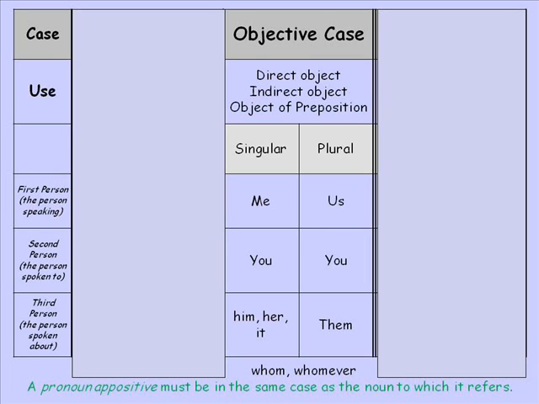Okay, so we've taken care of the nominative case, which we use for subjects, predicate nominatives, and appositives to those two things. So let's move on now to the next thing, which is the objective case. Notice that the objective case is used for direct objects, indirect objects, and objects of the preposition. So those should be pretty easy to remember because you've got the word object in each of those, and they use the objective case.